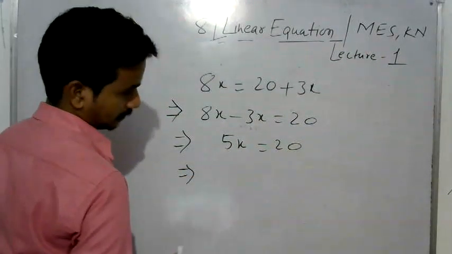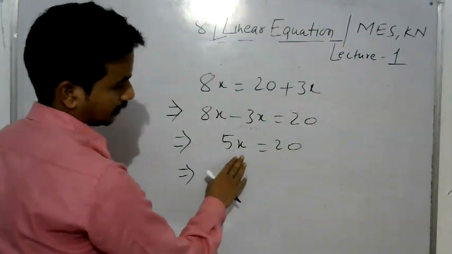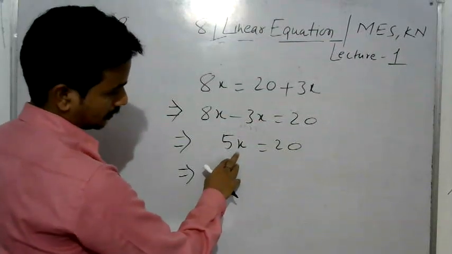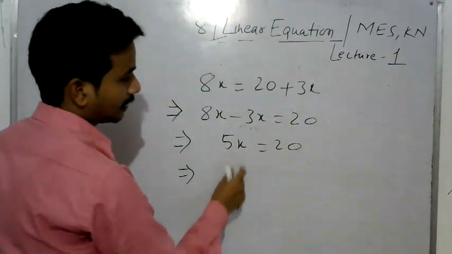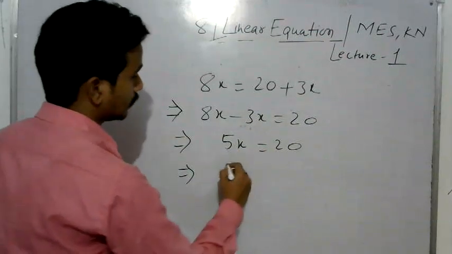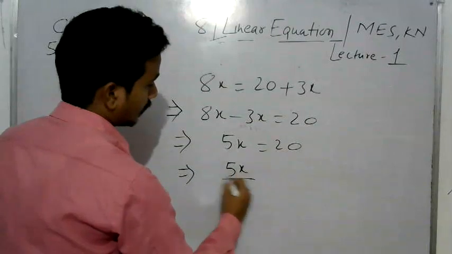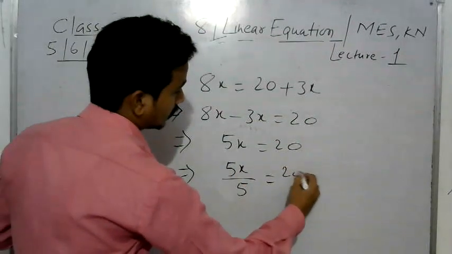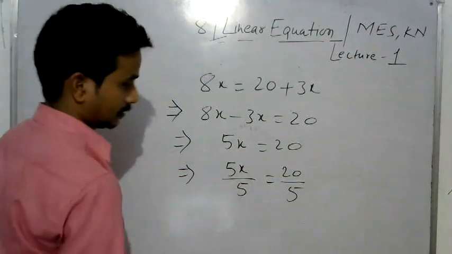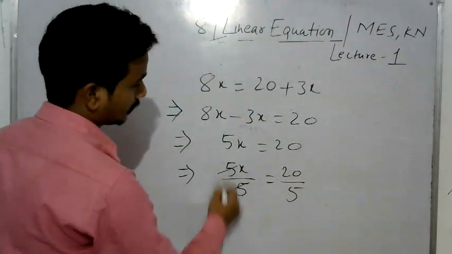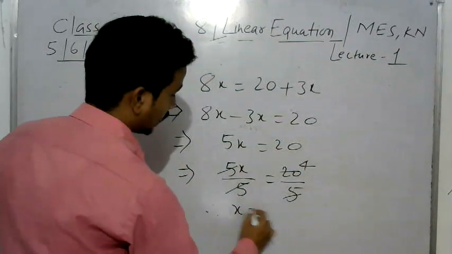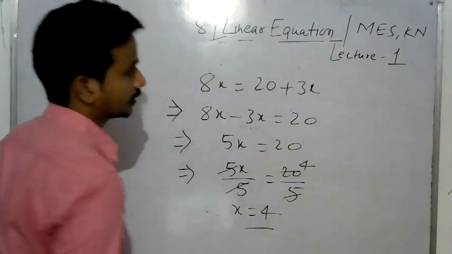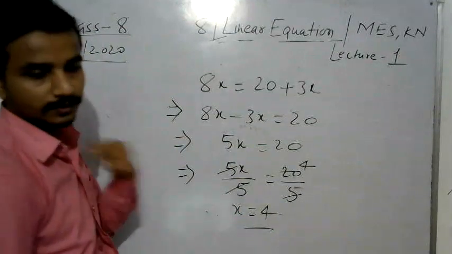Now I can divide. I want x here, so I have to divide by 5. I can divide both sides by the same number. This is the rule. So I divide both sides by 5. Here 5 and 5 will cancel. 5 times 4 is 20, so therefore x will be equal to 4. This is the answer.